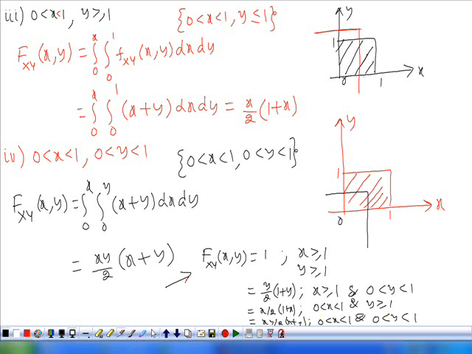Verify whether this is valid or not. How can you verify whether it is valid or not? The first thing you have to check is f_XY(x, y) should be greater than or equivalent to 0 for any value of x and y, and it should lie between 0 and 1 for any value of x and y. So those conditions must be satisfied. You check arbitrarily, select some values and check.